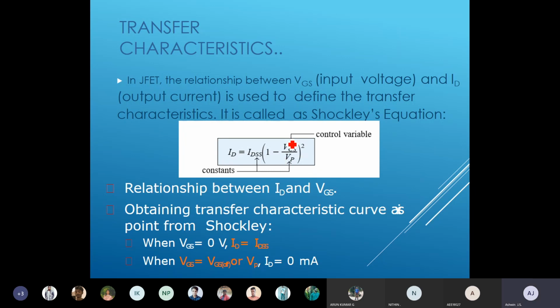In this portion I am substituting 0, right? This will become 0. 0 divided by anything is 0, right? So what will be the remaining portion? 1 square. What is 1 square? 1. So 1 into IDSS, so ID is equal to IDSS. So when VG is equal to 0, ID becomes IDSS.